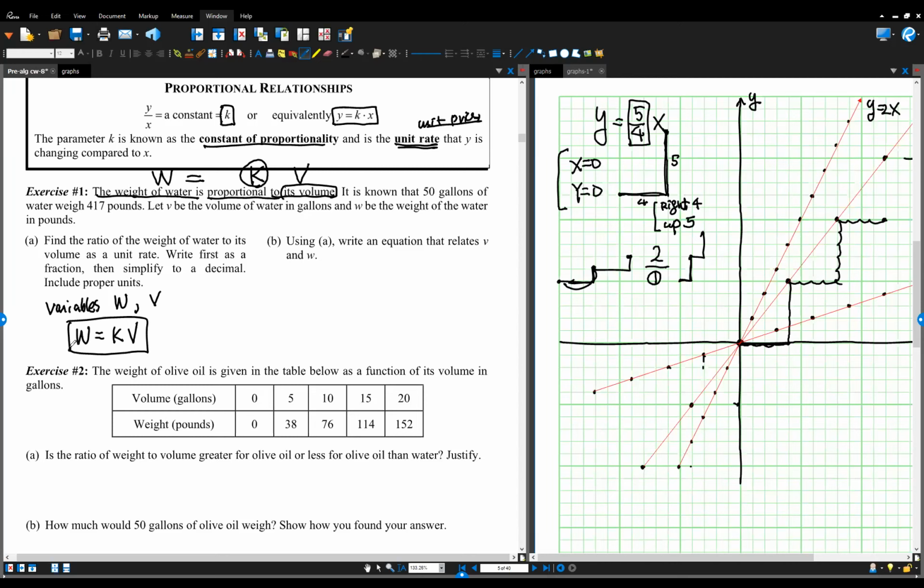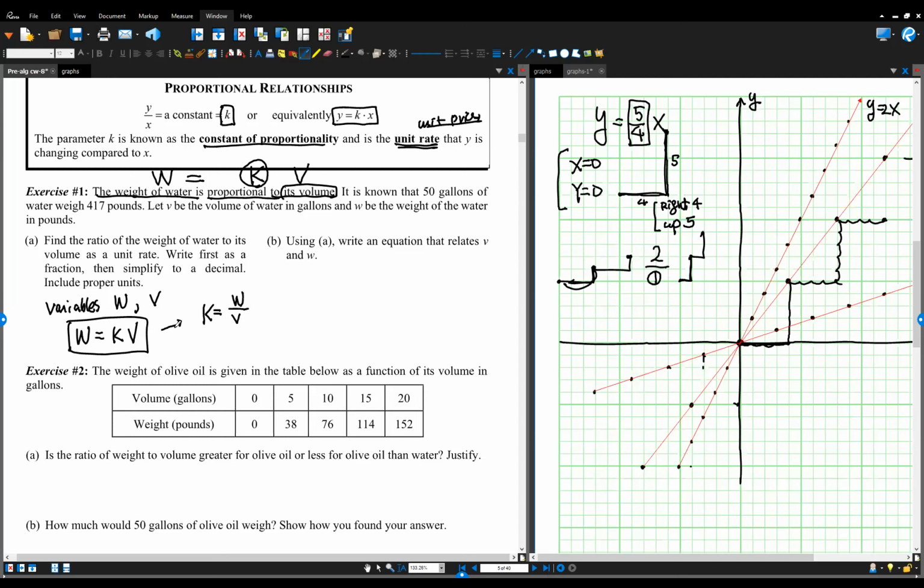So now let's find K. How can you find the K? You can divide by B. K should be equal this way. K equals W over B, isn't it? From here. Can you see that where?